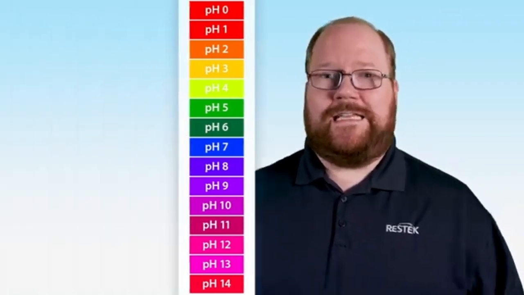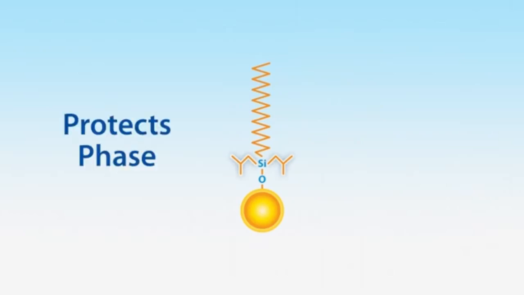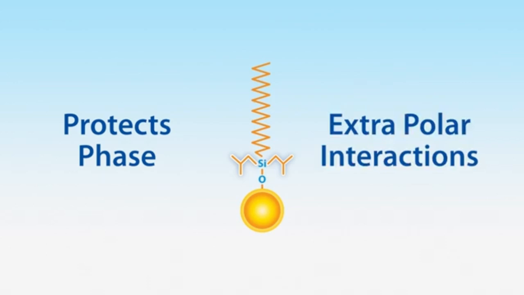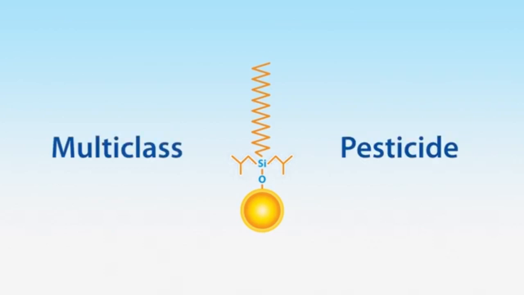Another factor to consider is pH. While low pHs can improve peak shape and the selectivity of a separation, these highly acidic conditions can irreversibly damage your stationary phase. C18 phases with sterically protected ligands excel in low pH environments. These bulky side chains protect the phase from being removed from the surface under acidic conditions, but also allow some extrapolar interactions of your analytes with the silica surface for unique selectivity. These assets make them perfect candidates for multi-class and pesticide analyses.